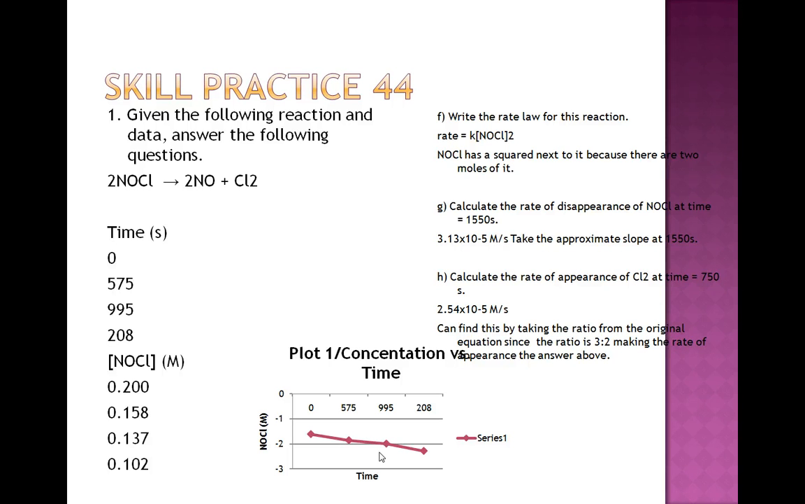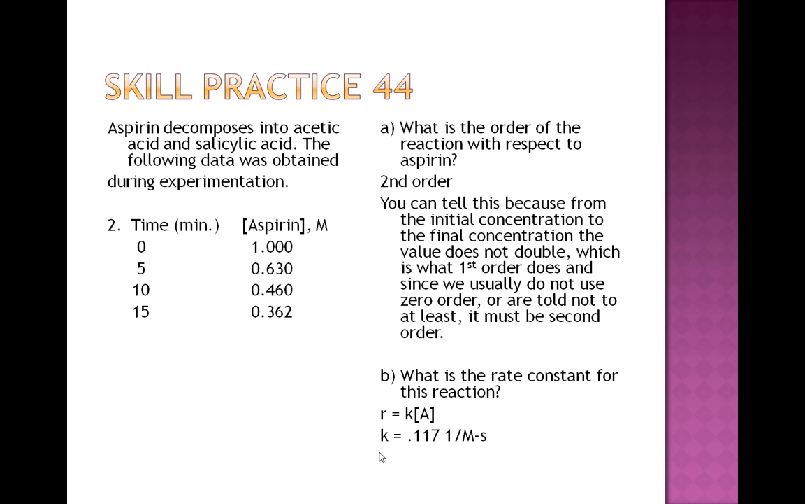Okay, H. You can find this by taking the ratio from the original equation since the ratio is 3 to 2, making the rate of appearance 2.54 times 10 to the negative fifth. Okay, skill practice 44, number 2A.